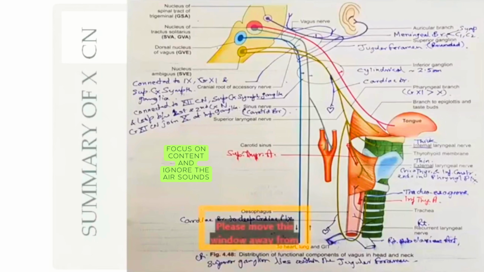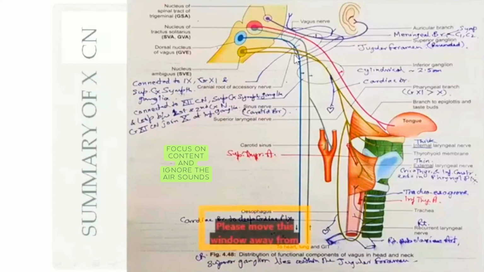It's just a summary, so stay calm, just keep on listening. This is the brain stem. You have seen this is the pons, this is the medulla, and you have been taught about the different nuclei. This is the nucleus of the spinal tract of the trigeminal nerve. This is the tractus solitarius, the main nucleus of general and special visceral afferents, and this is the dorsal nucleus of vagus, and this is nucleus ambiguus.